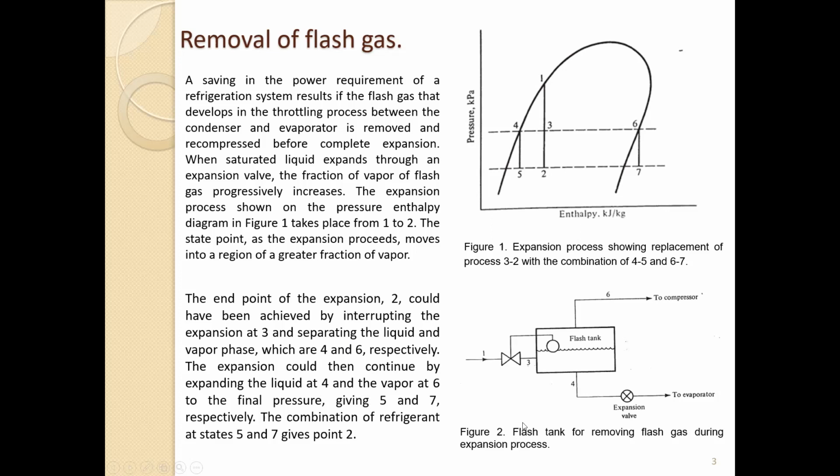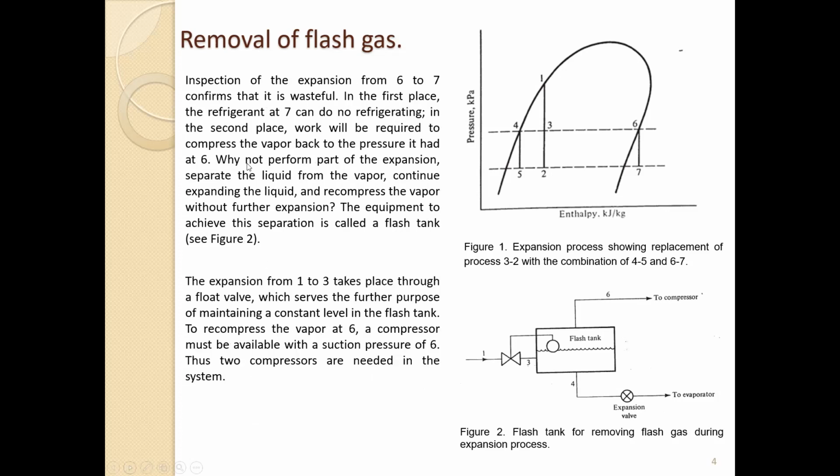So ito yung diagram, flash tank for removing flash gas during expansion process. So dito, sa expansion, pasok ito sa 3, then maghihiwalay siya. So 4, kailangan mo ng expansion valve, papunta sa evaporator. So ito, papunta sa compressor.